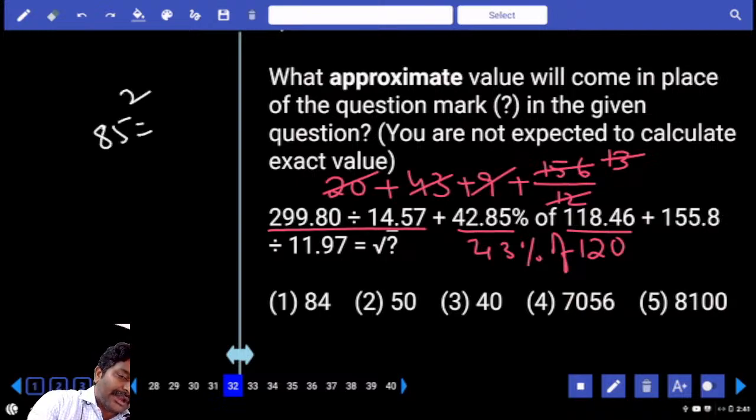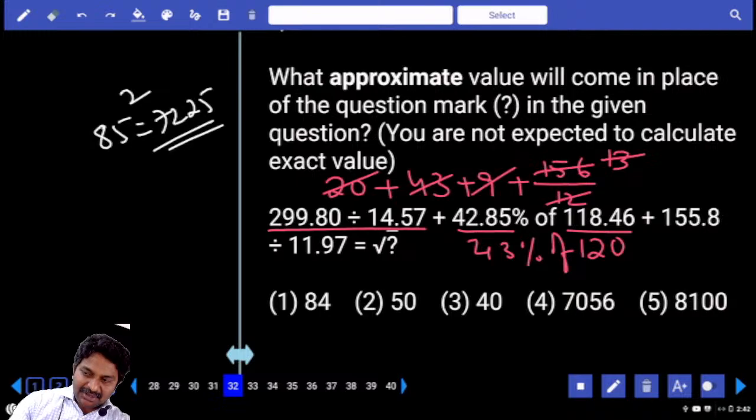Then x is equal to 85 square only. 8 into 9, 72, 25. Answer should be close to this number. Which option is close to that? 7056.